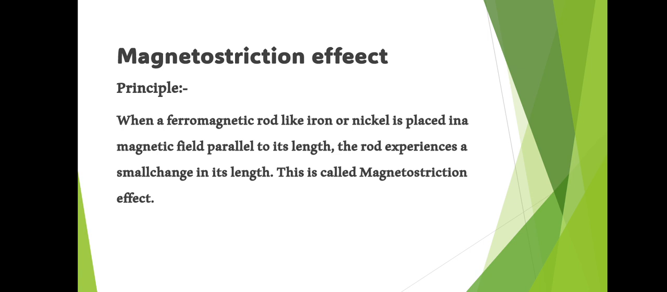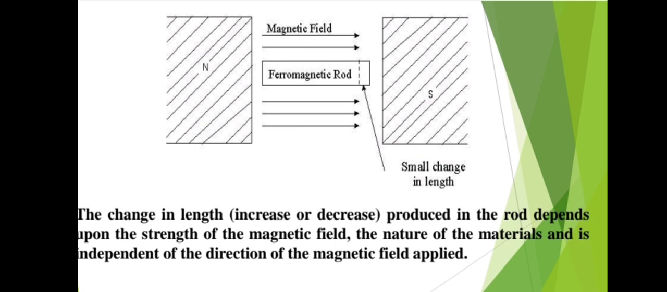Principle: when a ferromagnetic rod like iron or nickel is placed in a magnetic field parallel to its length, the rod experiences a small change in its length. This is called the Magnetostriction effect. The diagram of the Magnetostriction effect: N pole and S pole, and in the middle a ferromagnetic rod, which experiences a small change in its length.